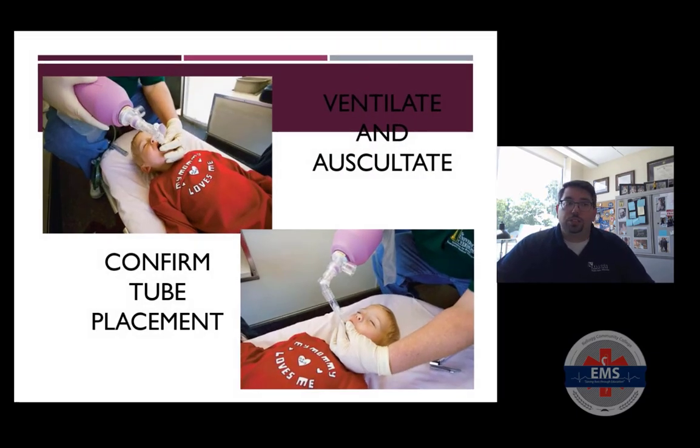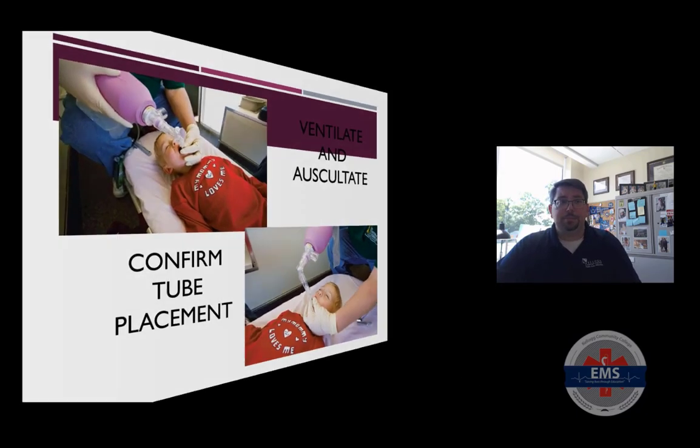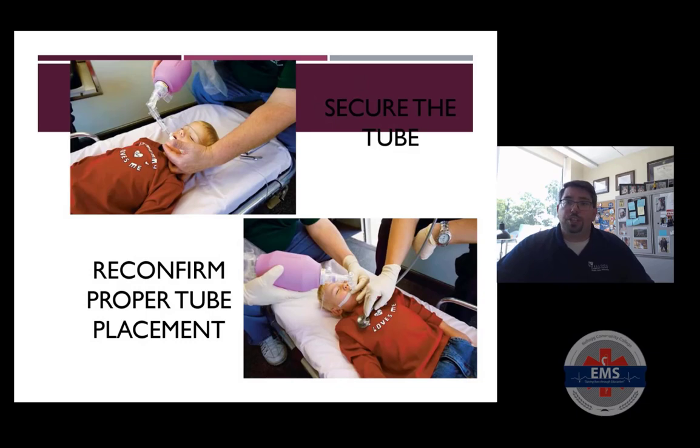We're going to ventilate and auscultate and then confirm tube placement by slapping on our capnography, paying close attention to equal chest rise and fall, lung sounds, things of that nature, to determine that we have proper tube placement. Remember, tube size really does matter in these kids, and if we undersize a tube, we can easily have problems associated with hypoxia. The same matters with tube displacement. From there, we're going to secure the tube and then continuously reconfirm tube placement. Every time we move our patient, we're going to reconfirm that we have it properly established.